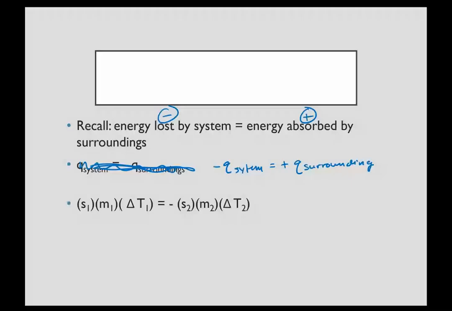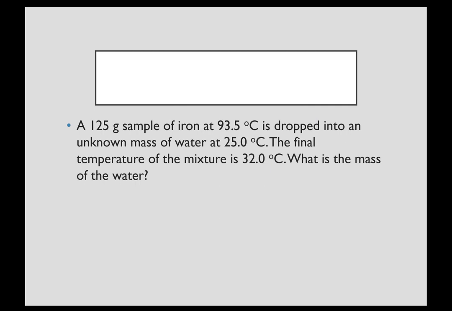Because Q equals S m delta T, we can then substitute S m delta T into that Q, negative Q system equals positive Q surroundings, and get our second formula, our third formula of this chapter, S1 M1 delta T1 equals negative S2 M2 delta T2. When using this formula, it's pretty much the same as just using the Q equals S m delta T. You just use everything twice.